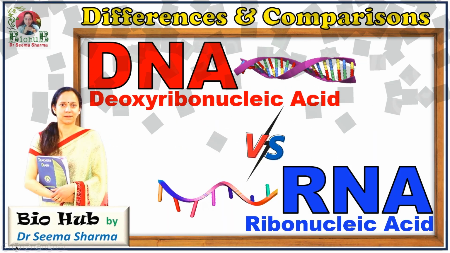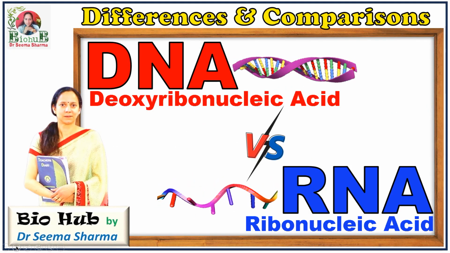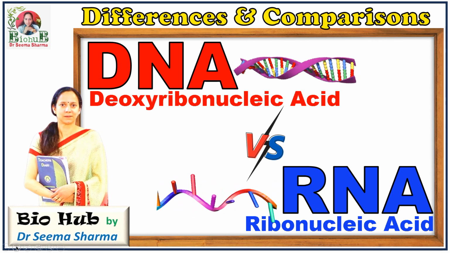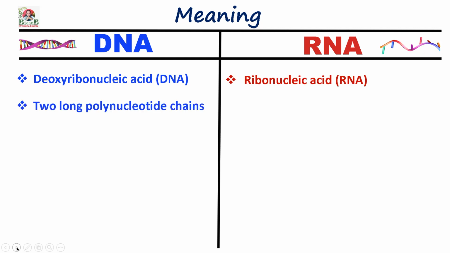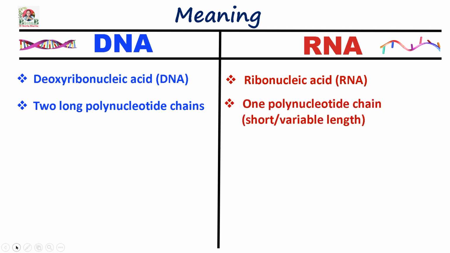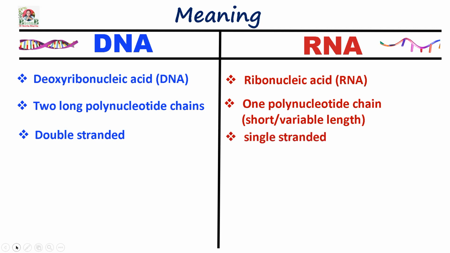Dear friends, in this video, I have covered the major differences between DNA and RNA. DNA stands for deoxyribonucleic acid and RNA stands for ribonucleic acid. DNA is made up of two long polynucleotide chains. And RNA is made up of only one polynucleotide chain, which is generally shorter than DNA and is of variable length. DNA is double-stranded and RNA is single-stranded.